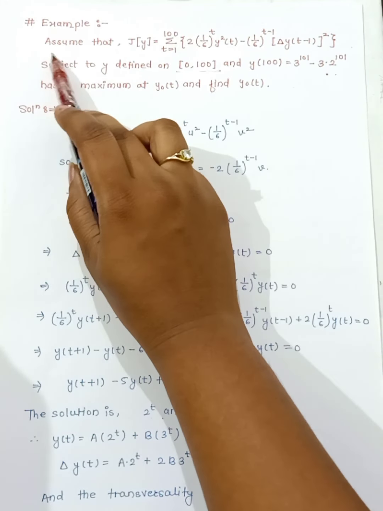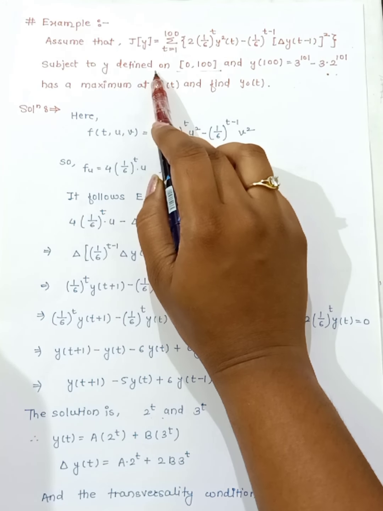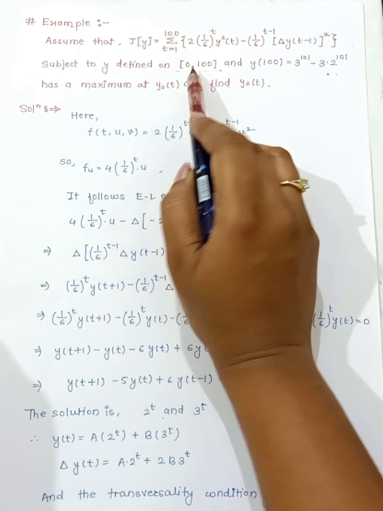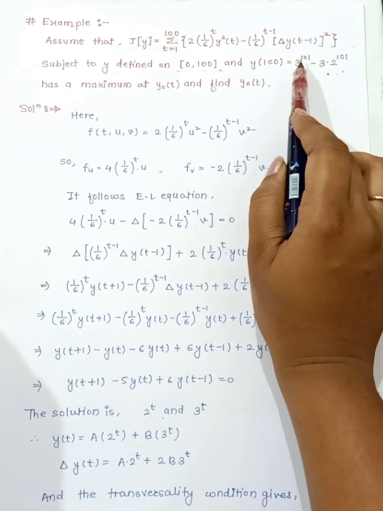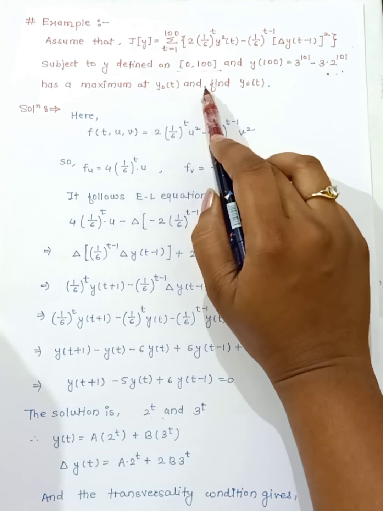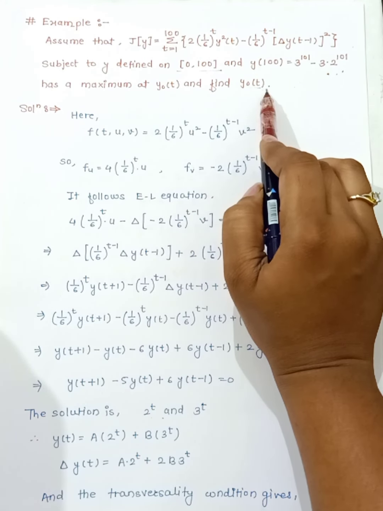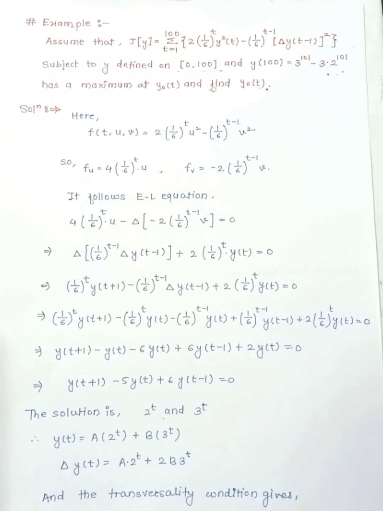So we have been given this equation subject to y, which is defined on the closed interval, and we have been given the value of y(100), and that it has a maximum at y0(t), and we have to find y0(t). So let's start with the solution.